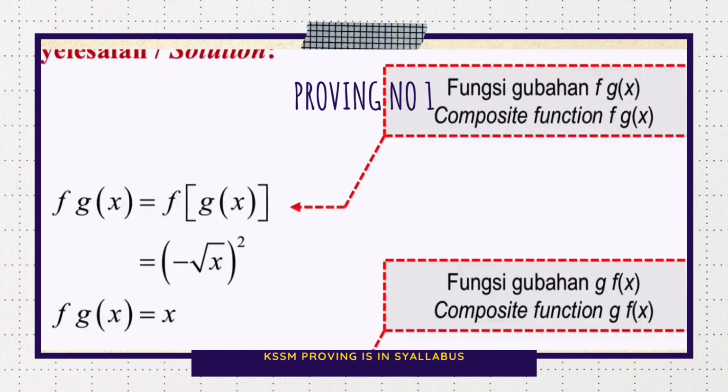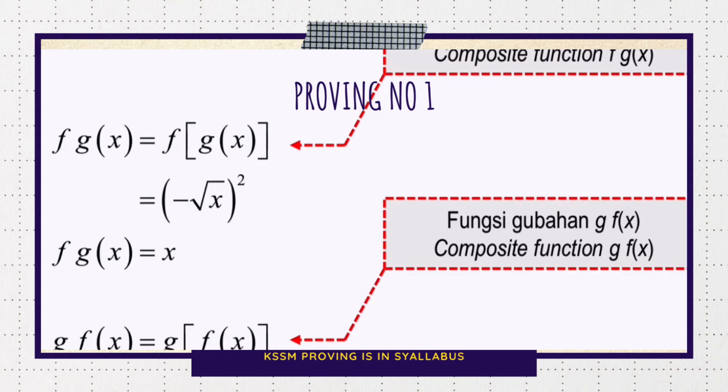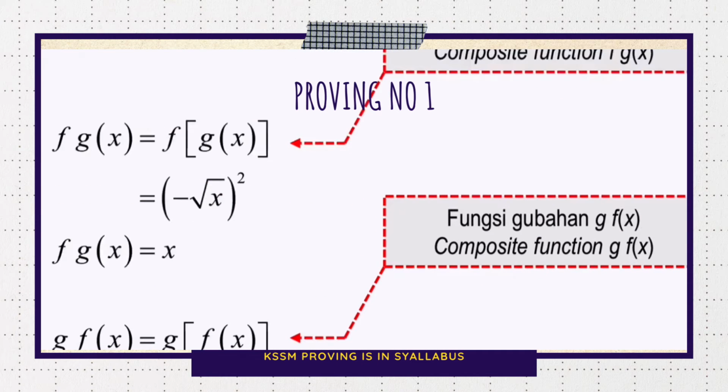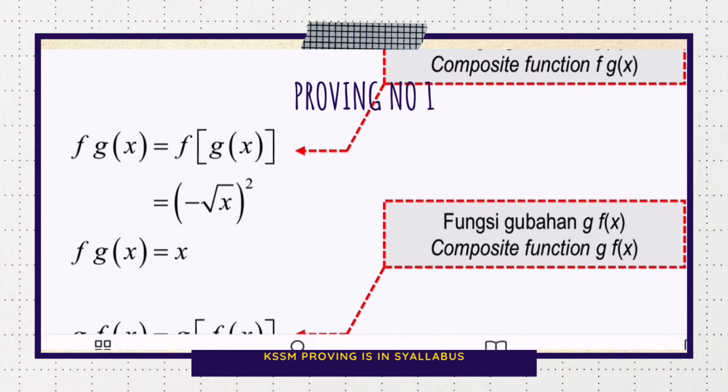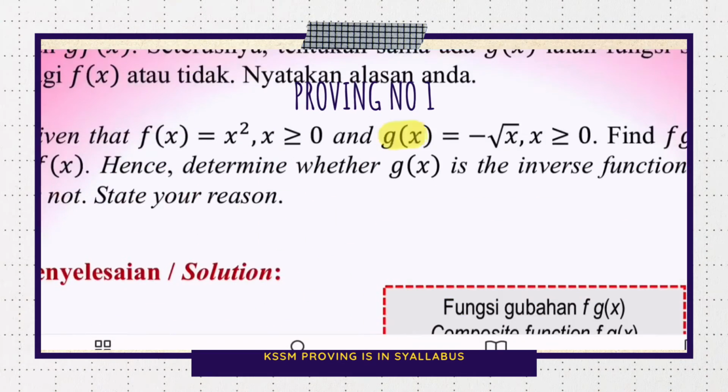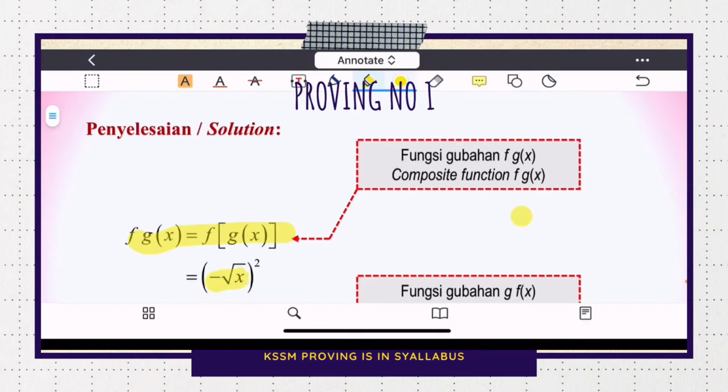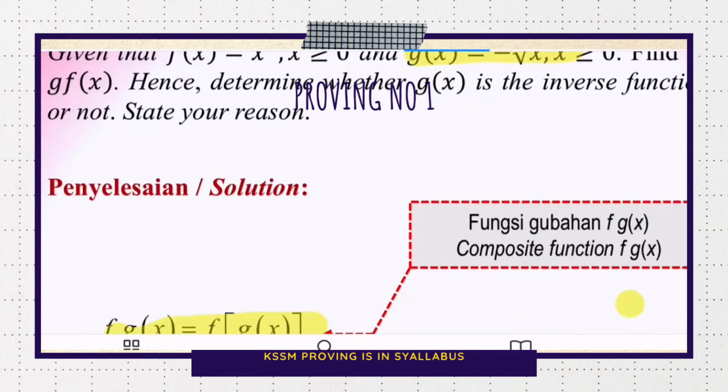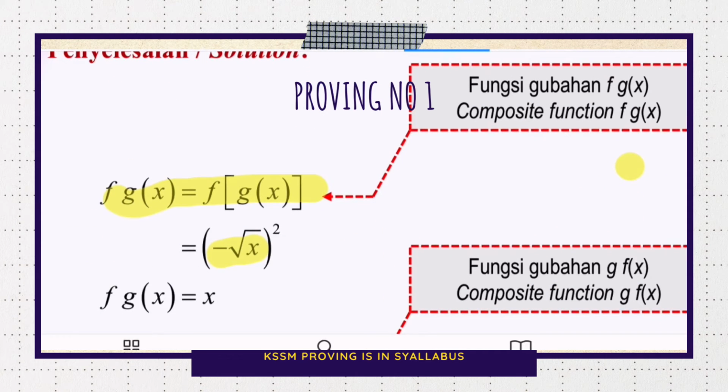So, solution. First of all, we start with fg(x), which is equal to the function f with the object g(x). We will substitute the function g(x), which is negative square root x, inside, and the whole function will be squared. Then let's go to the function given. g(x) is negative square root x, so we substitute it in. We need to square the whole function of g(x). If we simplify negative with square, we get positive. Square root x times square root x, you will get x. So that's why you prove that you got fg(x) equal to x, which is the object.